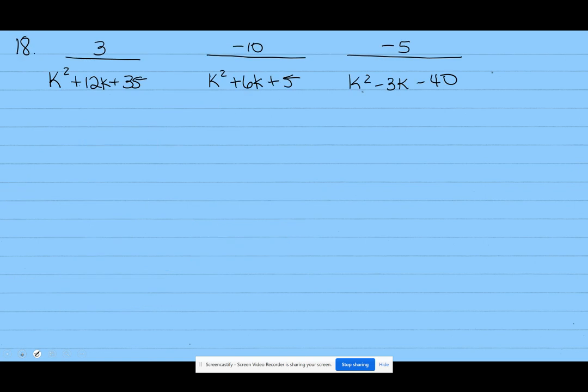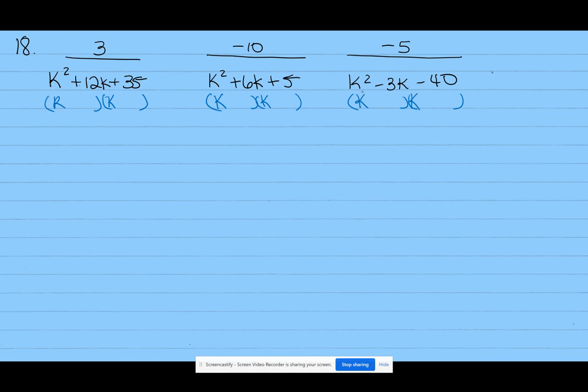Let's keep going. All right, we're going to factor each of these. We have to factor each one of these. These are all easy trinomials. I'm not going to use my scratch work. These are all easy trinomials with k's.